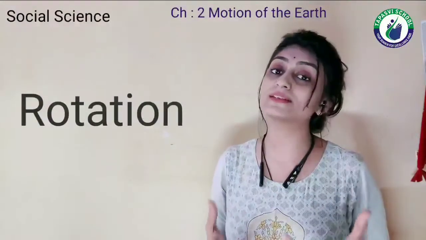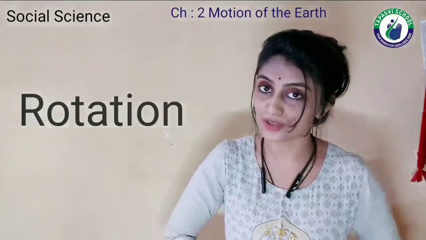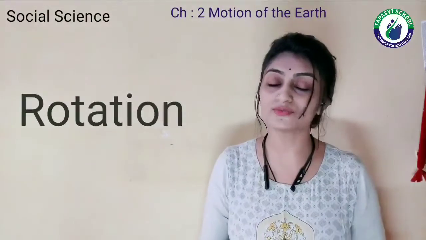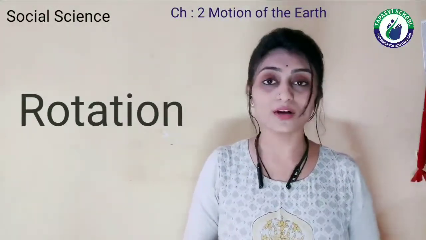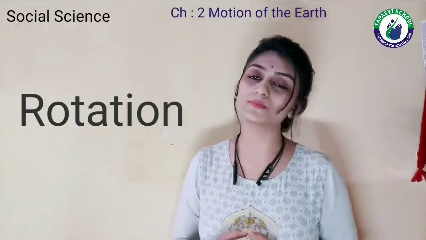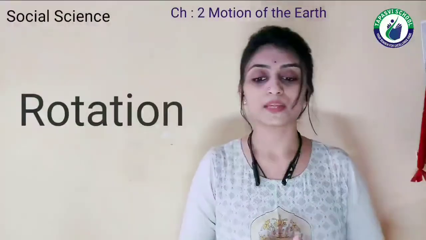But how much time does it take? It takes 24 hours to complete one rotation. The Earth takes 24 hours to complete one rotation, and its speed is 1670 km per hour. This is the speed of the Earth while it's rotating on its own axis.